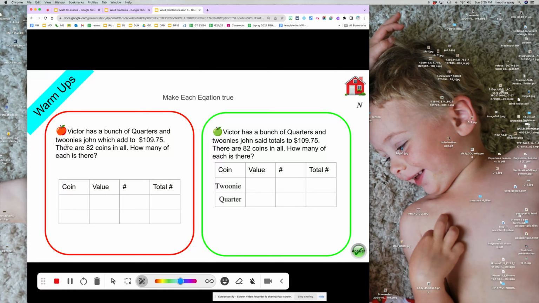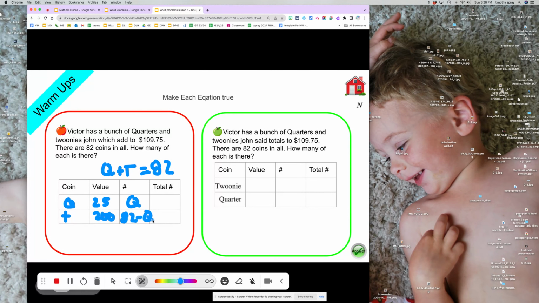Victor has a bunch of quarters and toonies. So this is a quarter. This is a toonie. A quarter's worth 25 cents. A toonie is worth 200 cents. We don't know how many of each we have, so if I called this Q, then remember, it's Q plus T equals 82. So if we solve for T, T is going to equal 82 minus Q.